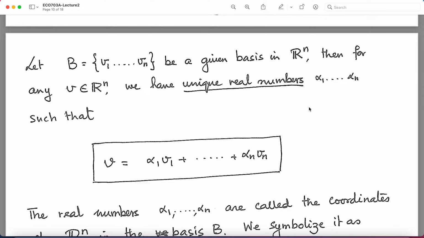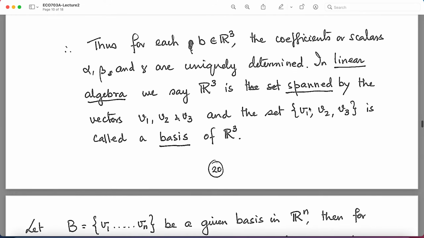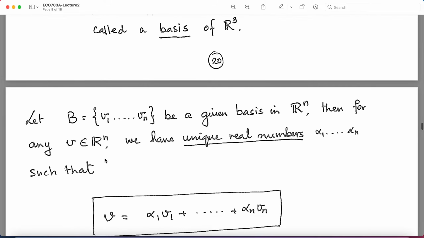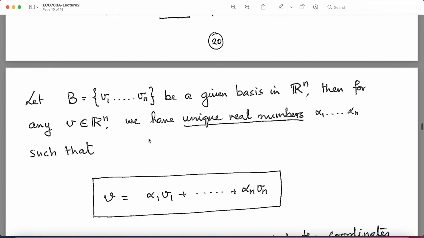So, what does it say? Let B equal to {V1, V2, ..., Vn} be a given basis in Rn. In Rn the number of elements of the basis must be exactly n. Those things we will come to in a later class, possibly next week, not this week. But one thing is clear: if you have, say in R3, 3 independent vectors, then for every V we will have unique real numbers, because these real numbers alpha, beta, gamma are unique for a given V, depending on the choice of V you make.